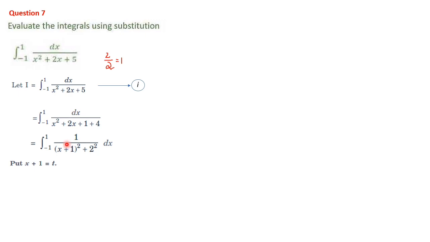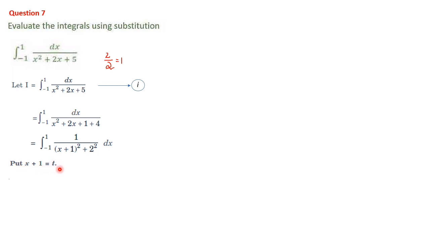Now let's take x plus 1 as t, because when we observe this term, it is quite clear that it is in the form 1 divided by x square plus a square. So this whole term we can take as x square and this one as a square. We know how to do this directly also, but since it is mentioned as the substitution method, we will substitute this x plus 1 as t. That's what we are going to do.